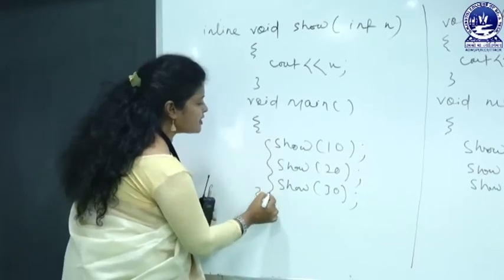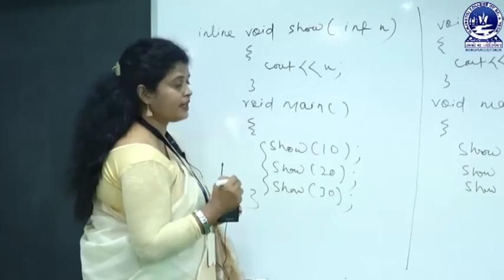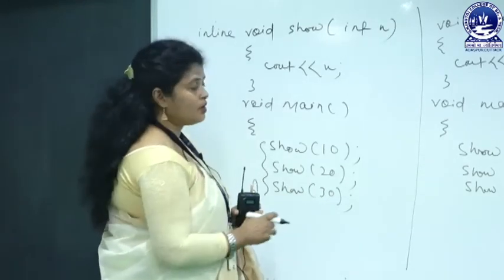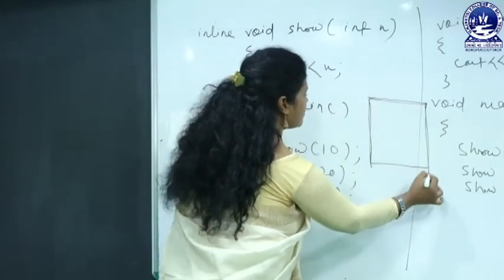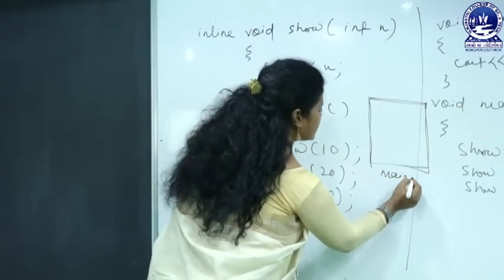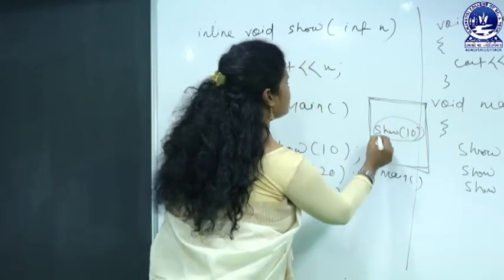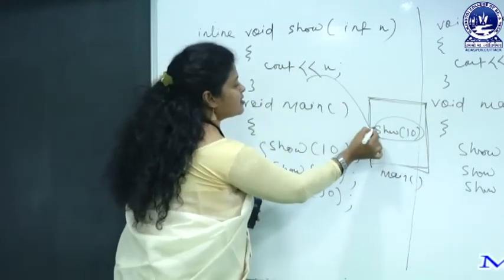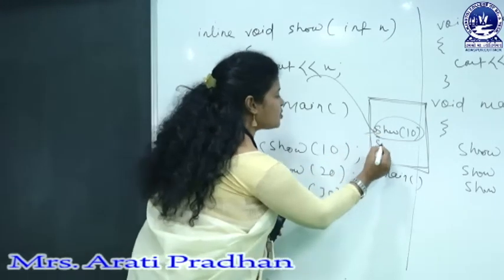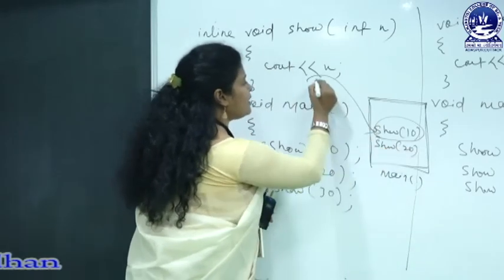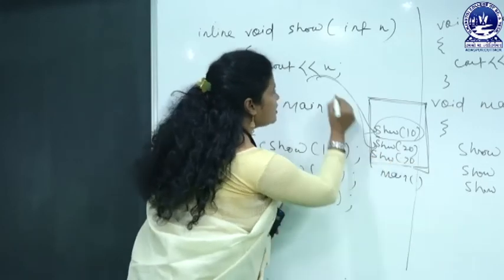Here I am using the same coding, so show 10, show 20, show 30. What will happen here? During compilation, when the memory is allocated inside the RAM, suppose this is the main function. In the show 10 statement, the coding will be placed instead of show 10. Similarly, in case of show 20, the coding will be placed here. In case of show 30, the coding will be placed here.